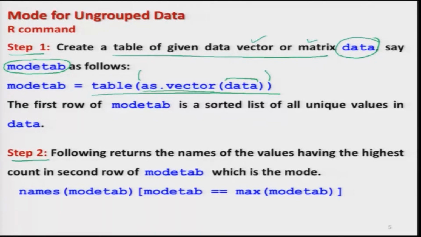I will show you later on, but here I can tell you that whatever is the outcome of this command, the first row of this command will be a sorted list of all the unique values in the data vector data.